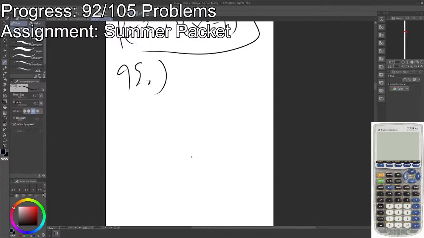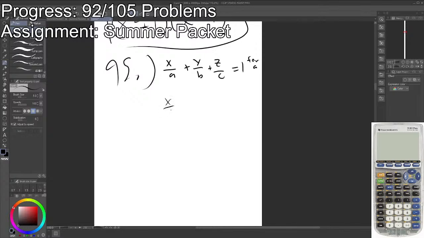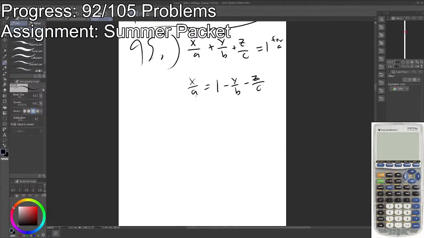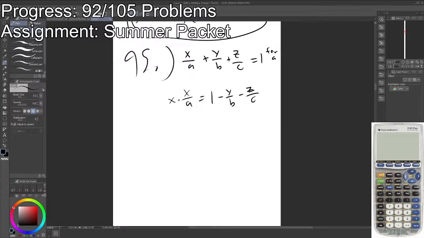Number 95. Solve the following equations for the indicated variables. For A, okay. We'll move these over first. And then... Alright.